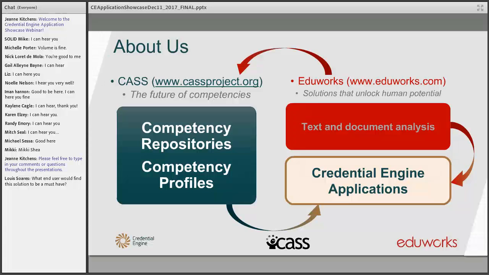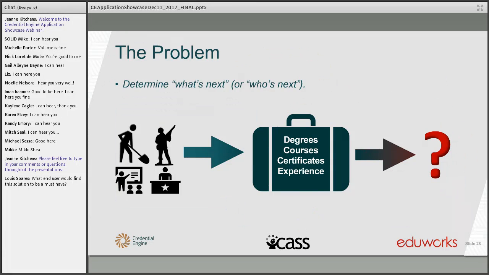So if you could just advance the slide there, you can see that these are connected with Credential Engine applications, and what I'd like to present today are some of the solutions that we see as being enabled by the Credential Engine data together with the repository, which is the CAS repository, is what's being used by the Credential Engine, and with some of the natural language processing and text analysis.